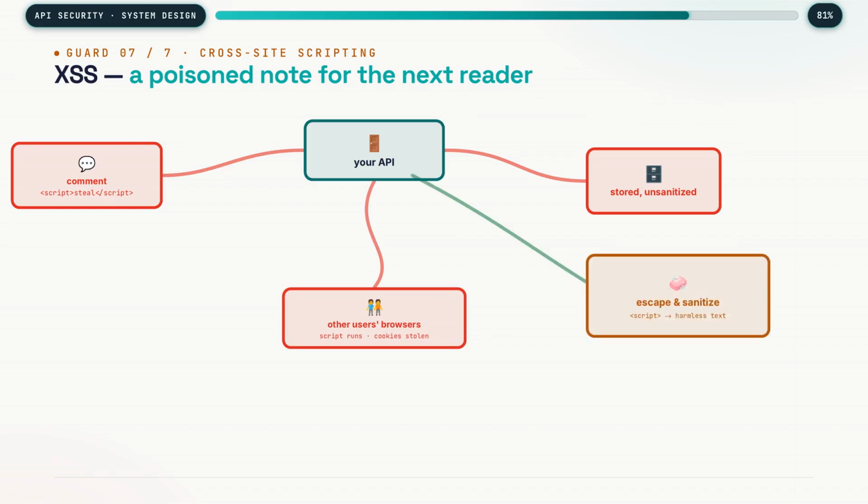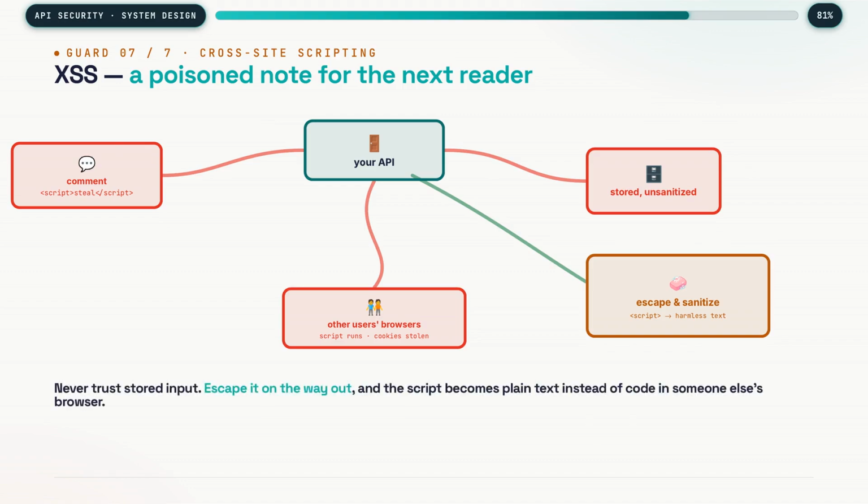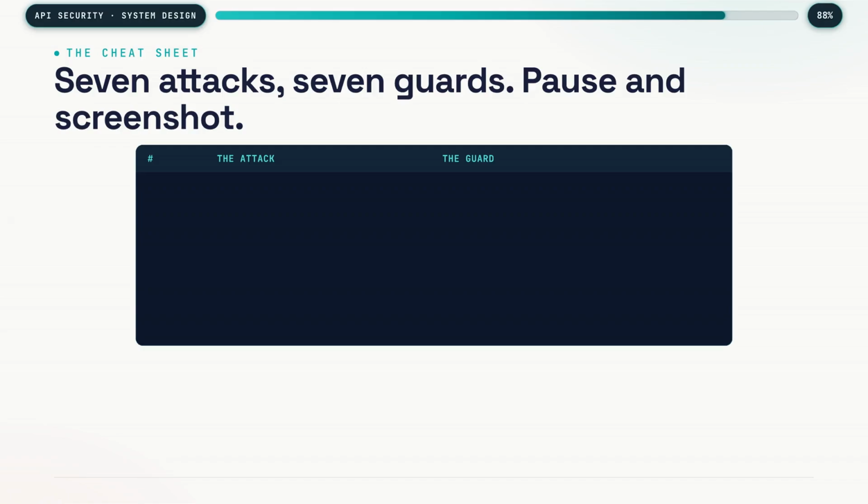The fix: escape and sanitize the output. The script gets rendered as plain, harmless text instead of running as code. Never trust stored input. Escape it on the way out, and a script becomes text, not code in someone else's browser. Let's put all 7 on one screen.